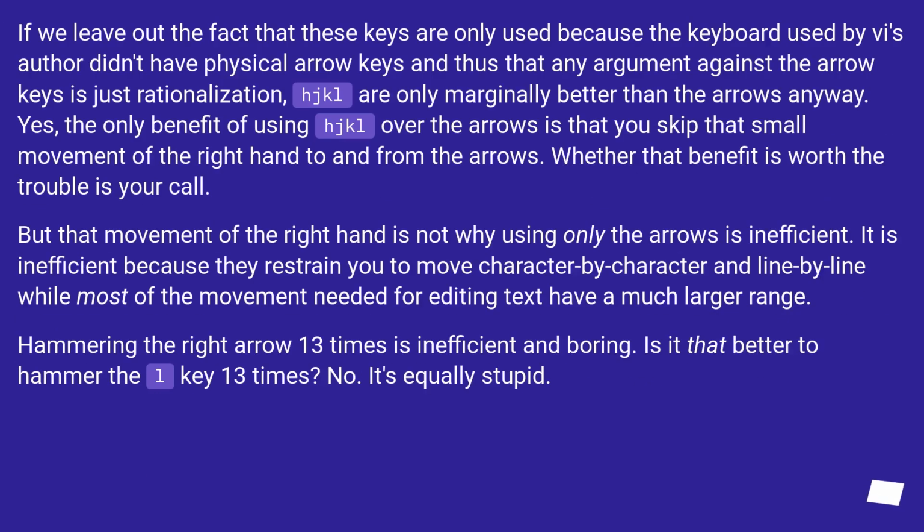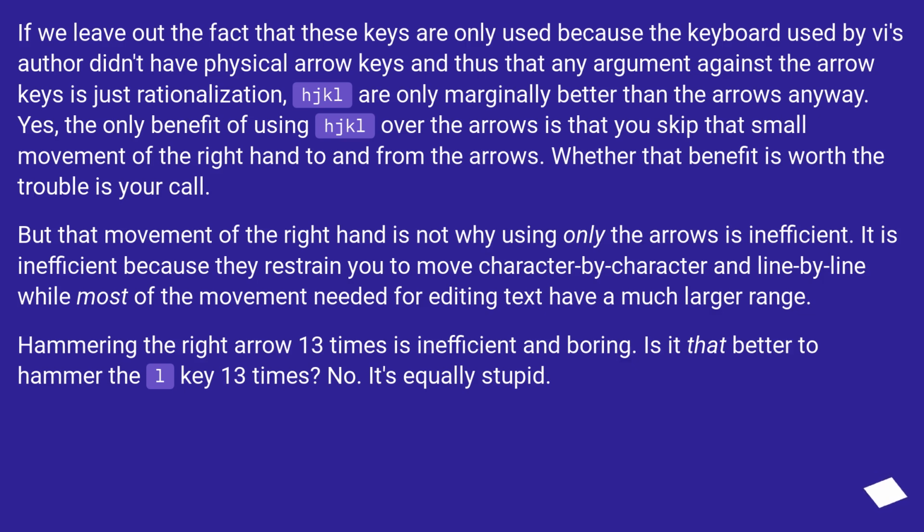If we leave out the fact that these keys are only used because the keyboard used by Vi's author didn't have physical arrow keys, and thus that any argument against the arrow keys is just rationalization, HJKL are only marginally better than the arrows anyway. Yes, the only benefit of using HJKL over the arrows is that you skip that small movement of the right hand to and from the arrows. Whether that benefit is worth the trouble is your call.